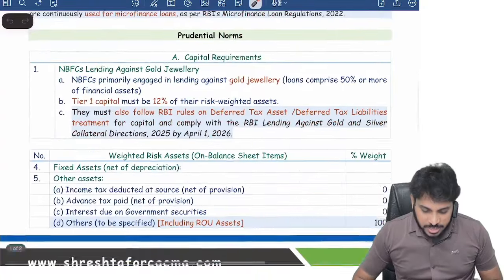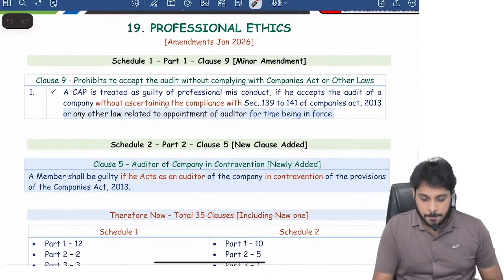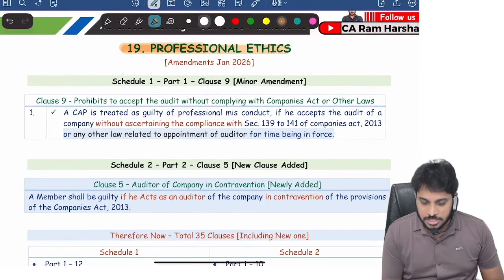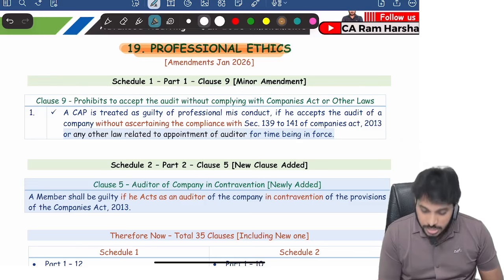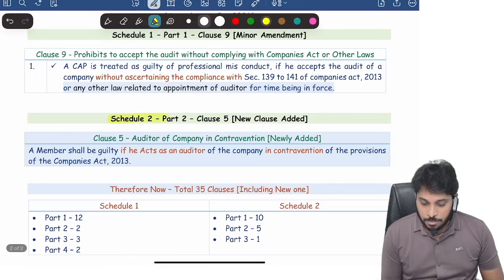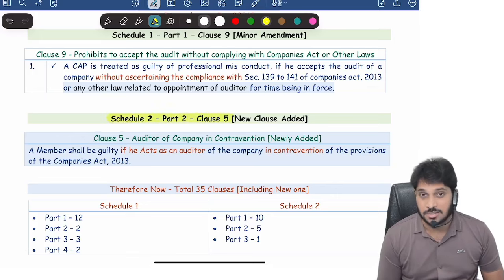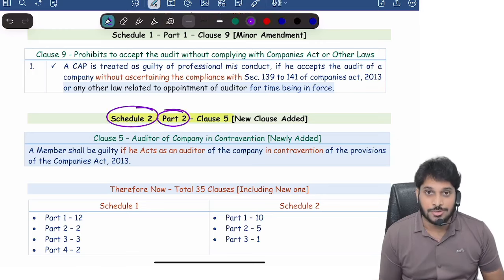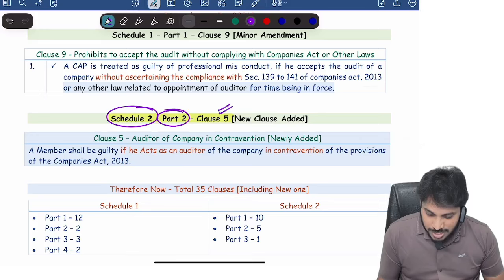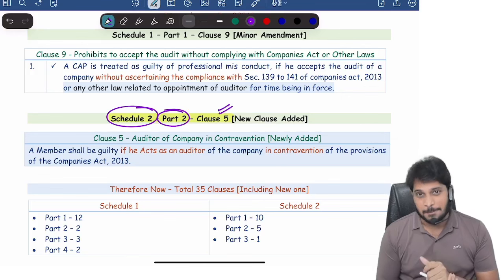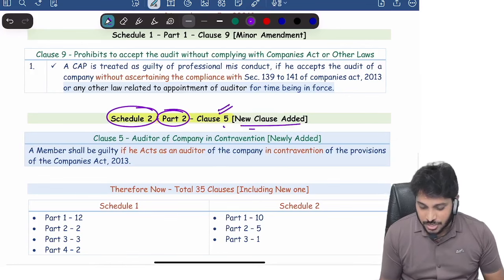Now, without any delay, let's directly proceed to the most important amendment that is applicable for Jan 26 exam, that is professional ethics related. First I will talk about the major amendment in professional ethics, that is in Schedule 2. In Schedule 2, Part 2, surprise, a new clause is added, clause number 5. Clause number 5 is added, which is a new clause.